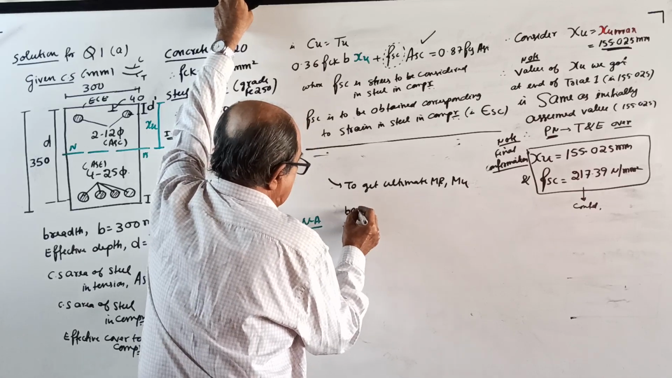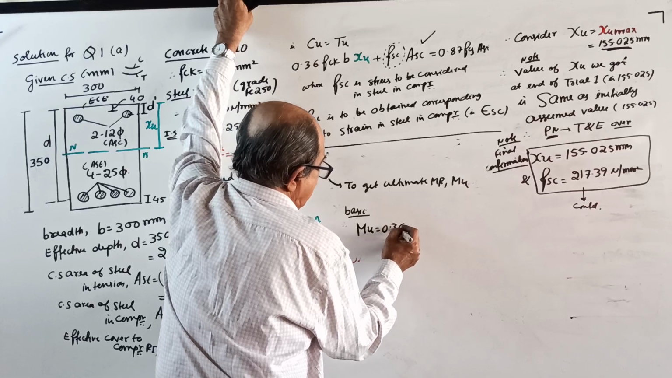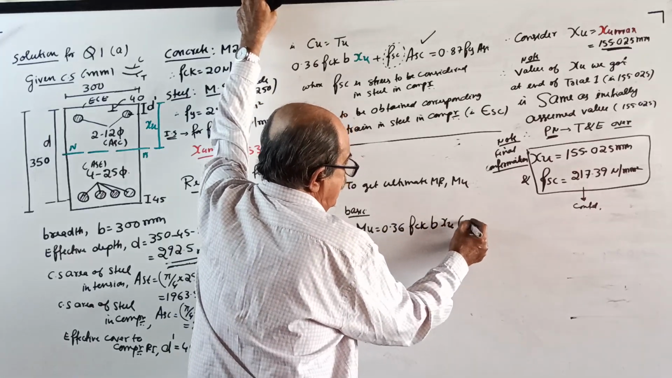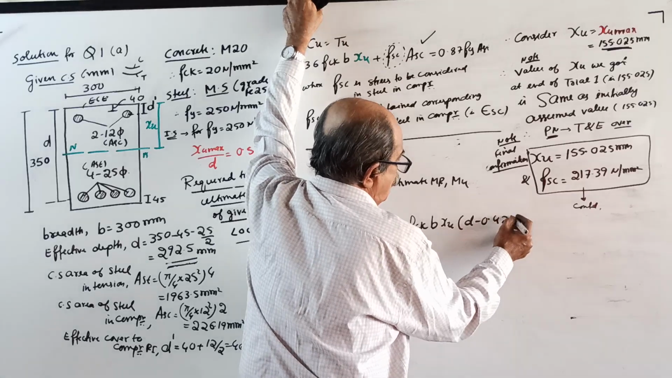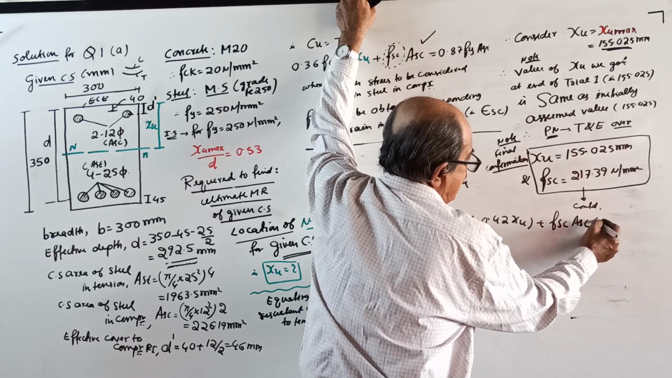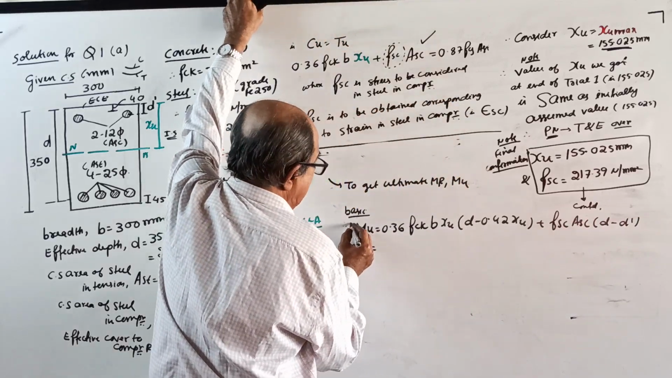If you use the basic equation, MU equal to 0.36 into FCK into B into XU into D minus 0.42 XU, plus FSC into ASC into D minus D dash. Substitute. This is the basic equation.